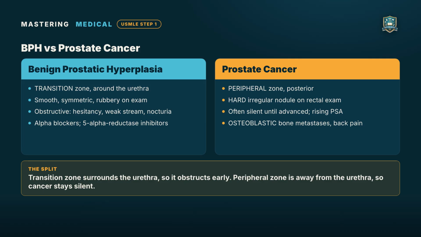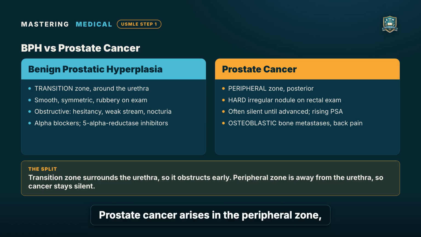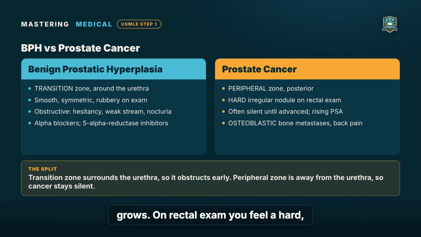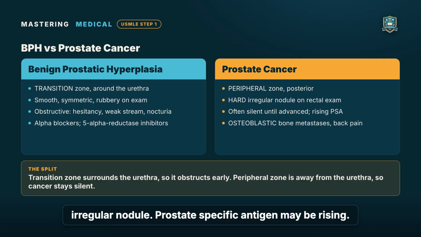Treatment is alpha blockers like tamsulosin for rapid symptom relief, and 5-alpha reductase inhibitors like finasteride to shrink the gland over months. Prostate cancer arises in the peripheral zone, posteriorly, which is exactly why it is dangerous. It is nowhere near the urethra, so it causes no urinary symptoms and stays silent while it grows. On rectal exam, you feel a hard, irregular nodule.